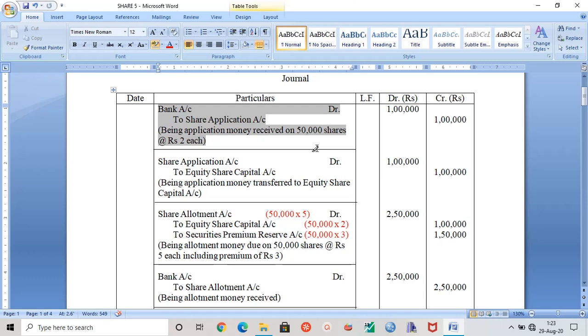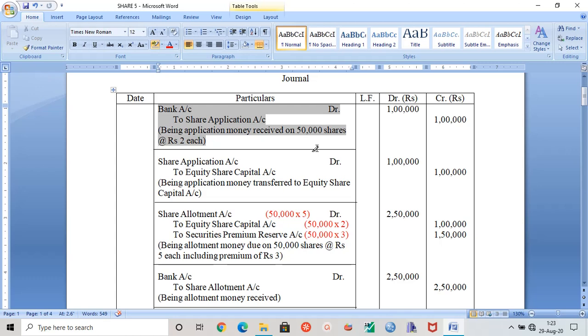So as we already know, there are two conditions for issue of shares, that is issue at par and issue at premium, okay? Before the amendment made in the year 2013, there was also one condition, that is issue of shares at a discount, okay? But after the amendment made in 2013, we are no longer issuing shares at a discount. So let us move on to the second entry.